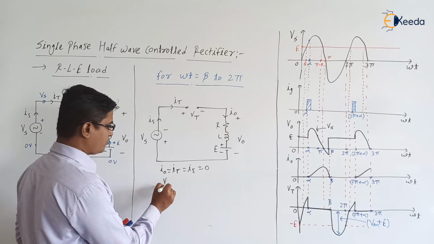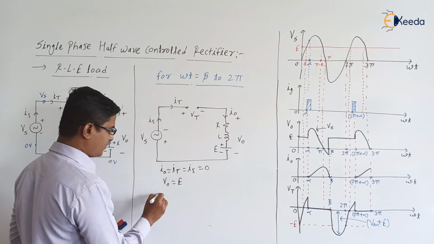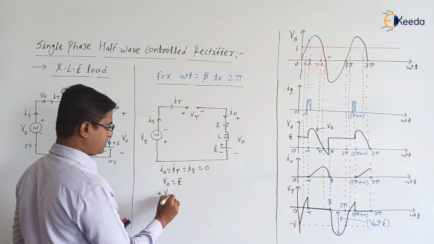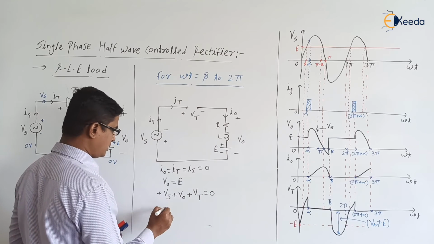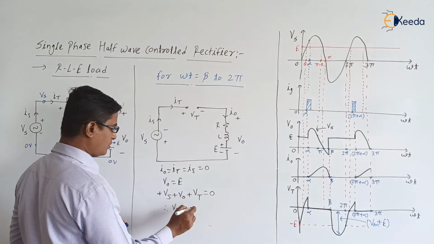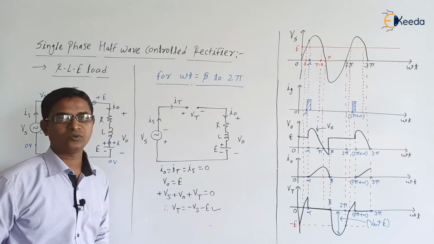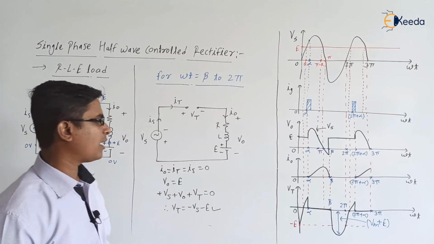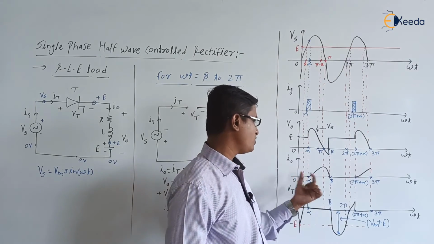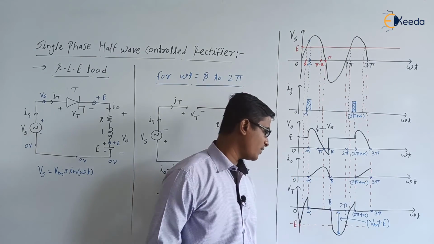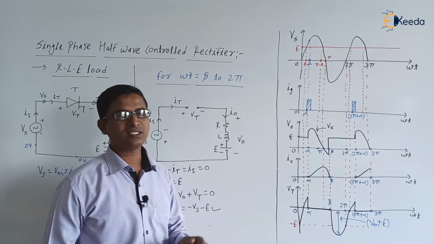What is V0? V0 is equal to E. What is Vt? Can we apply KVL? It plus Vs plus V0 plus Vt is equal to 0. Out of that V0 is E, so we can write Vt is equal to minus E minus Vs, so it is minus Vs minus E. This is Vt. So from omega t is equal to beta till 2 pi, V0 is equal to E, I0 is 0, and Vt is equal to minus Vs minus E, the addition of the supply voltage and the EMF.